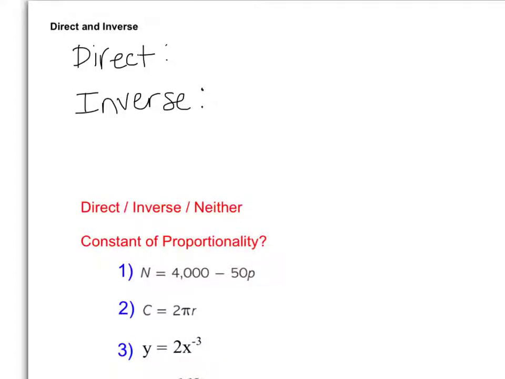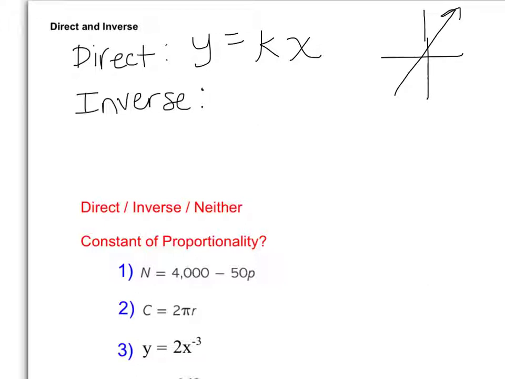We're going to be looking at the different types of relationships, direct relationships and inverse relationships. For a direct relationship, it might look something like y equals kx. So the variables y and x have a direct relationship by the constant of proportionality called k. It is easy to recognize a direct relationship because it looks linear. As a graph, this might appear something like a line like this, through the origin.